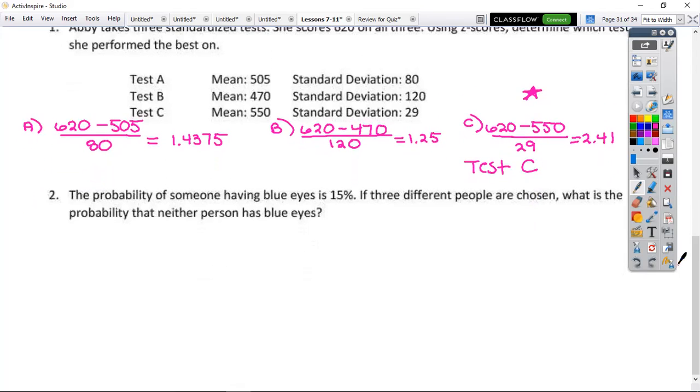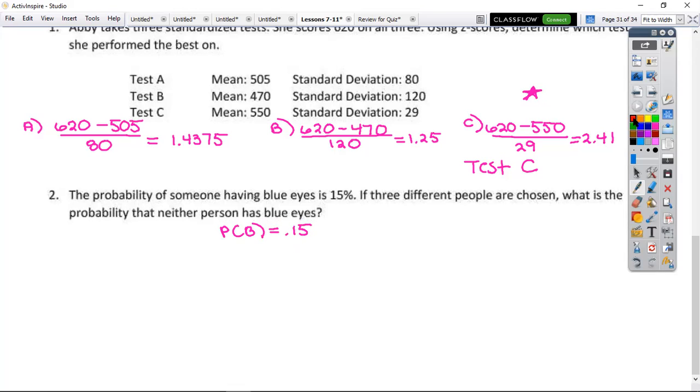All right, you guys get comfortable with formulas? Okay. So number 2, fast and easy. Probability of someone having blue eyes is 15%, so 0.15. What is the probability that 3 people are chosen at random and neither has blue eyes?